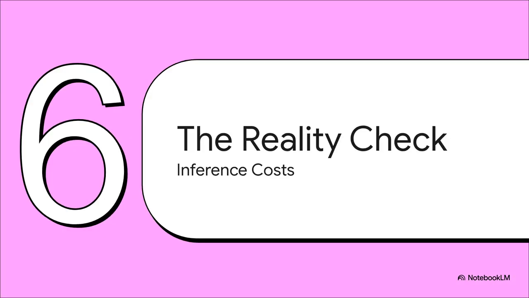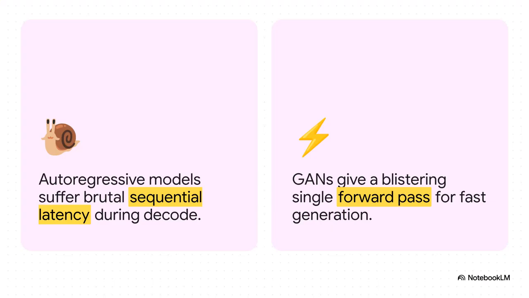Section 6, the reality check, translating faster into inference costs. This brings us to a massive production reality check. Marketing claims about a model being faster in some abstract academic sense, totally meaningless unless you ruthlessly translate them into actual server compute costs. For autoregressive models, you are going to suffer from brutal sequential latency. The decode time completely dominates your cost.